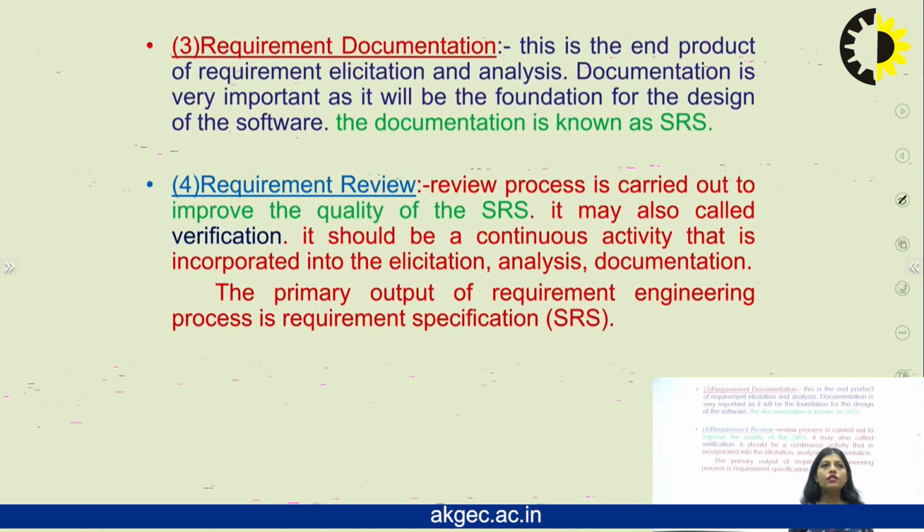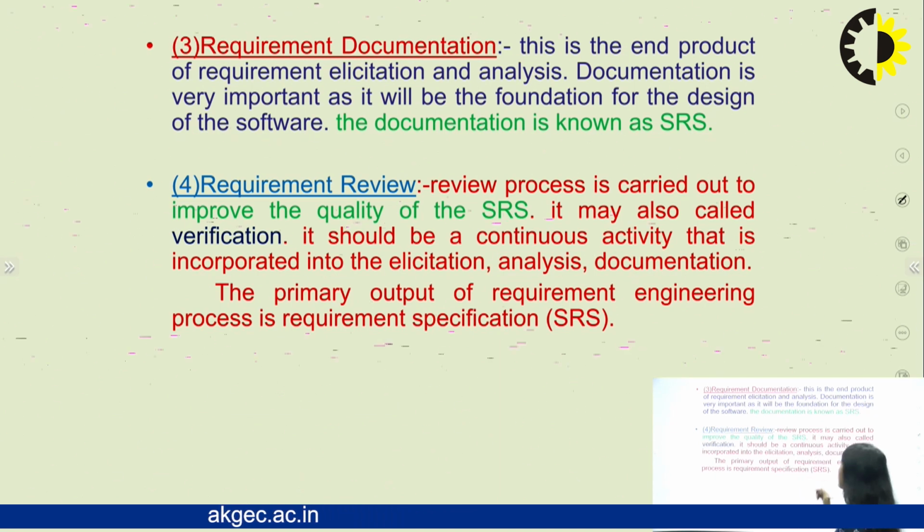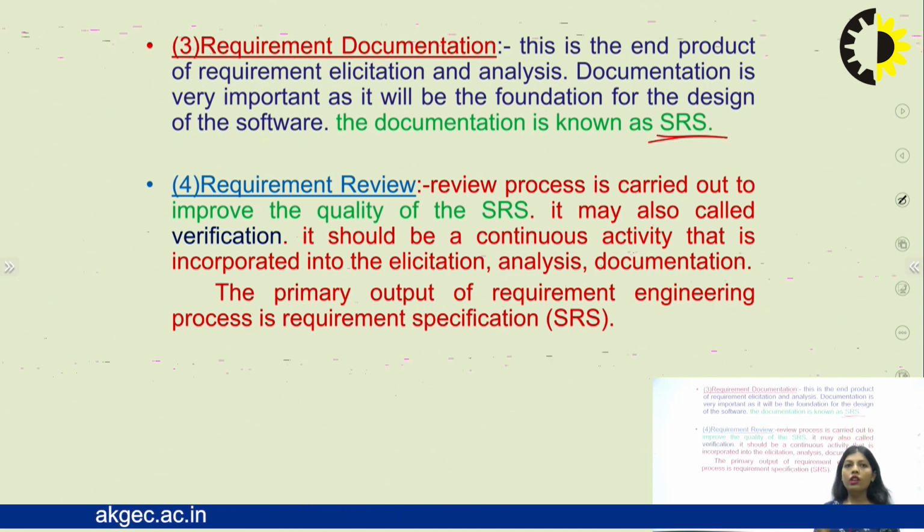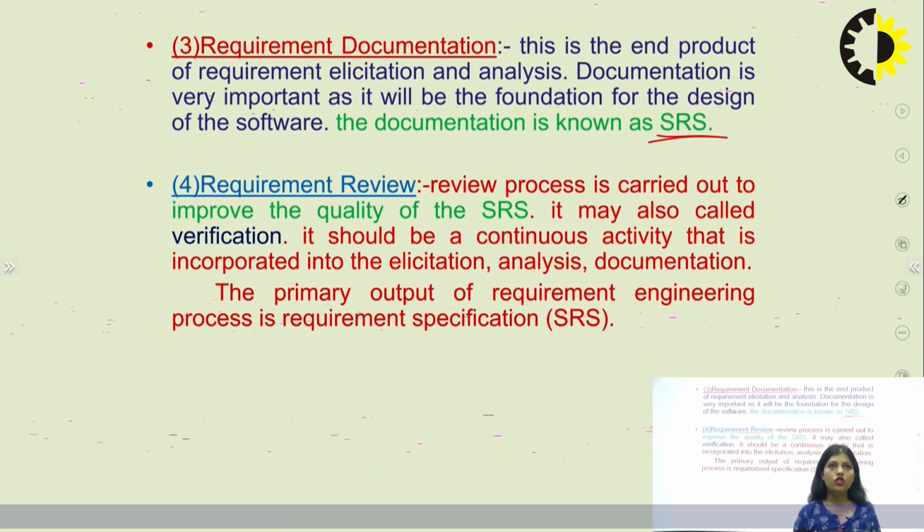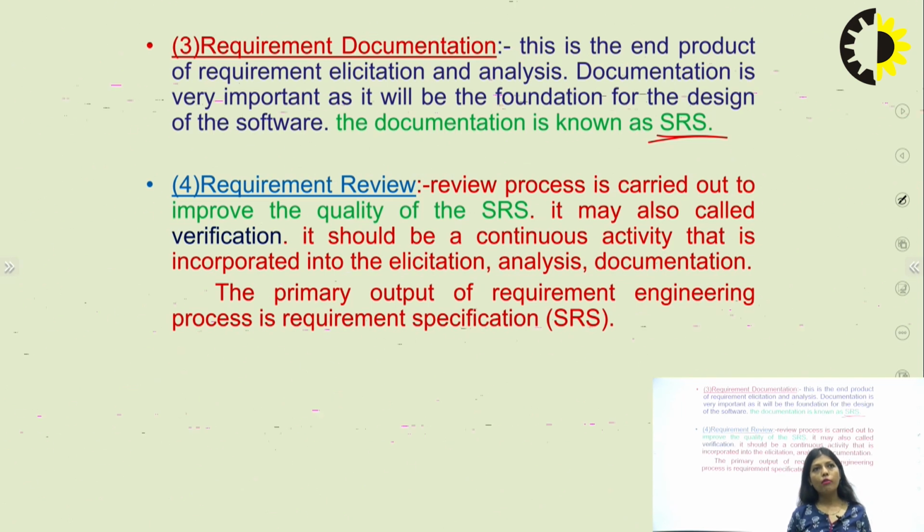Third is requirement documentation. The documentation is also known as the SRS, the software requirement specification. So this is the end product of requirement elicitation and analysis. After the requirement elicitation and analysis, we can perform the requirement documentation. Documentation is very important as it will be the foundation for the design of the software. After the requirement documentation, we have requirement review.